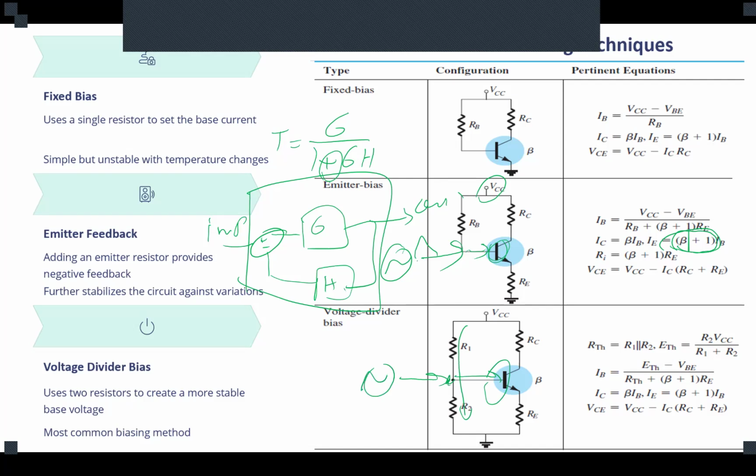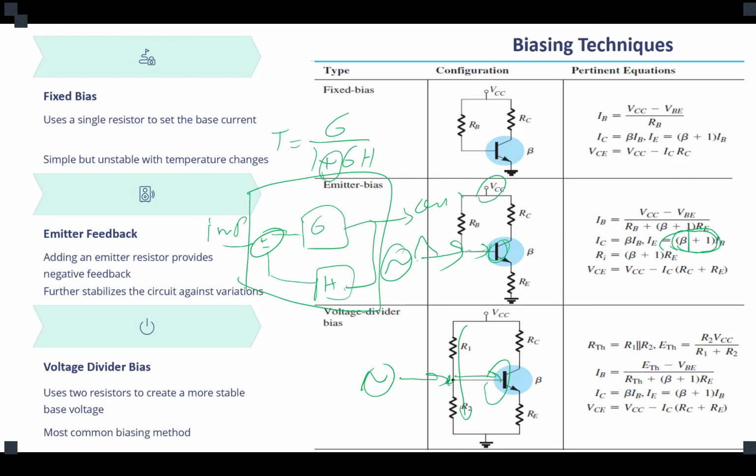So this is a very good biasing system, and it keeps you from the variation, stabilizing your biasing in a very good region in active mode. Is that clear? Are we good? Any question about that?